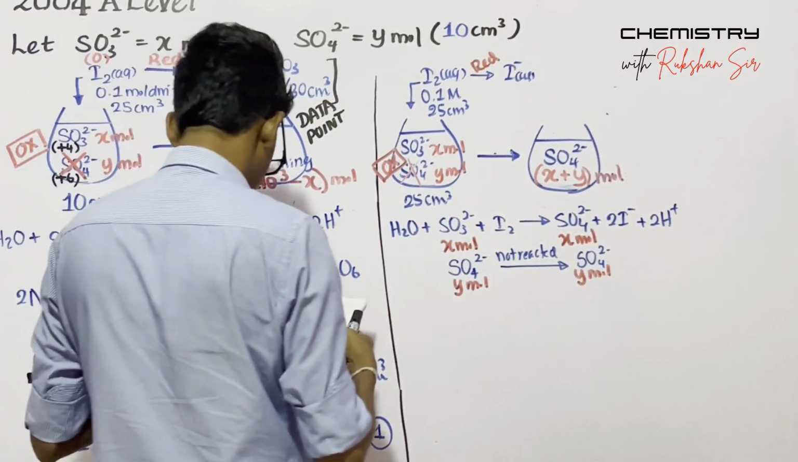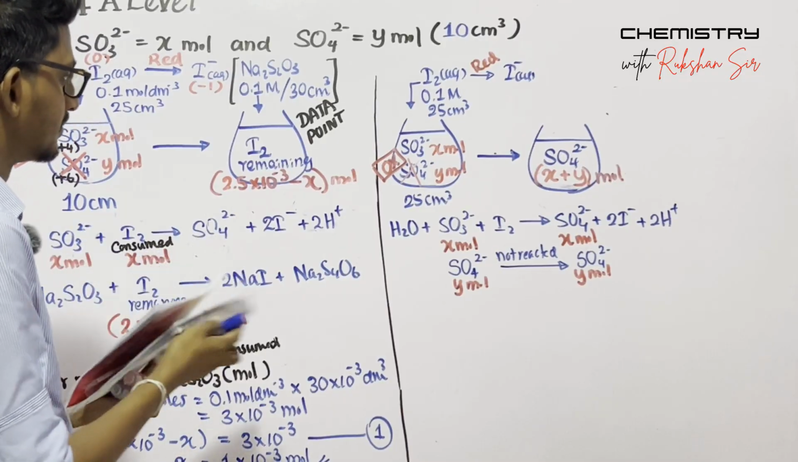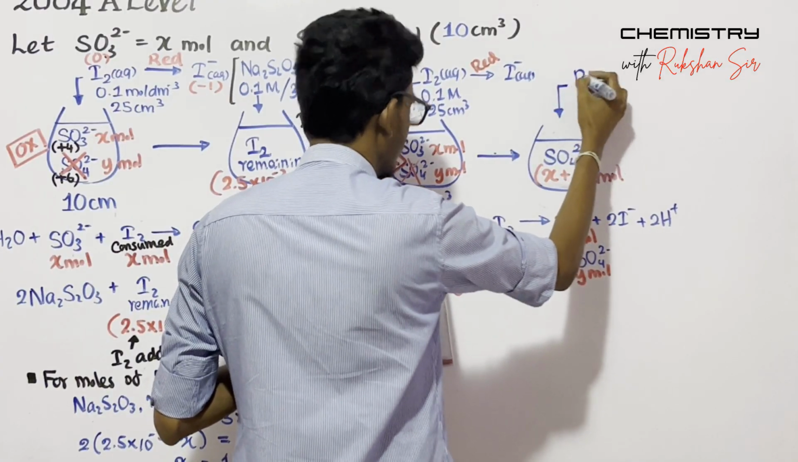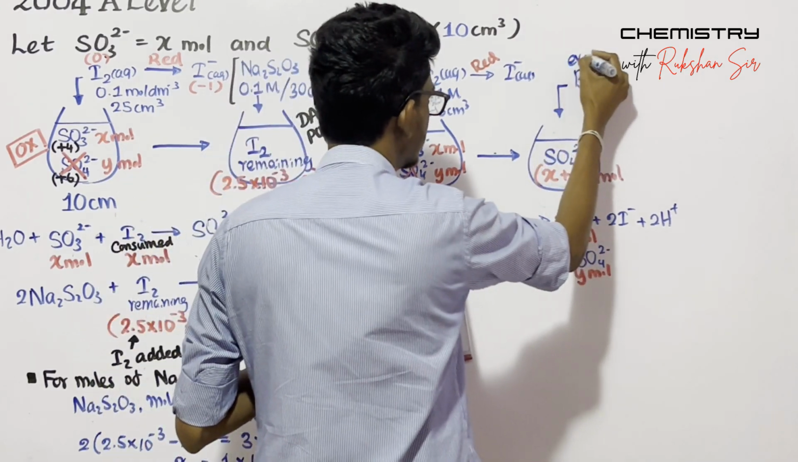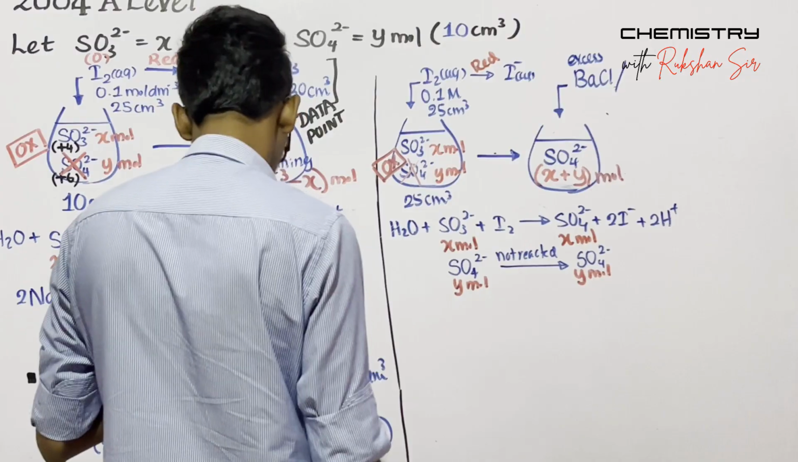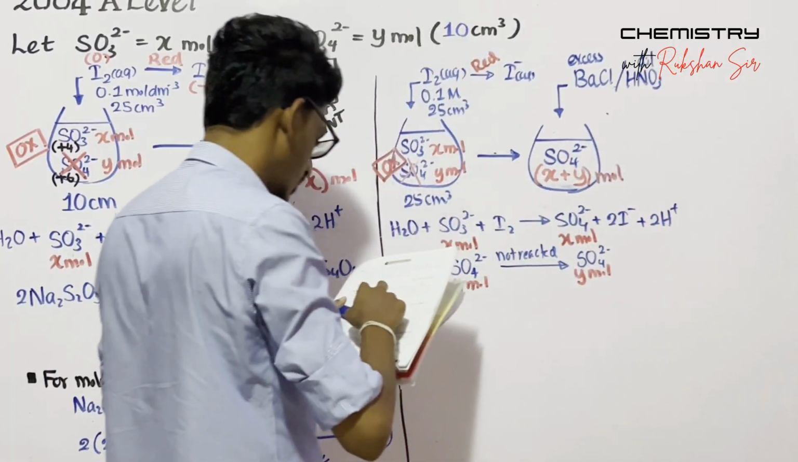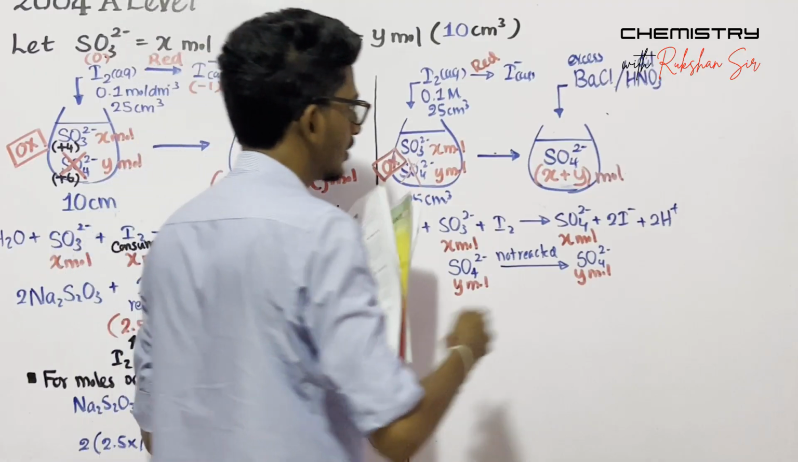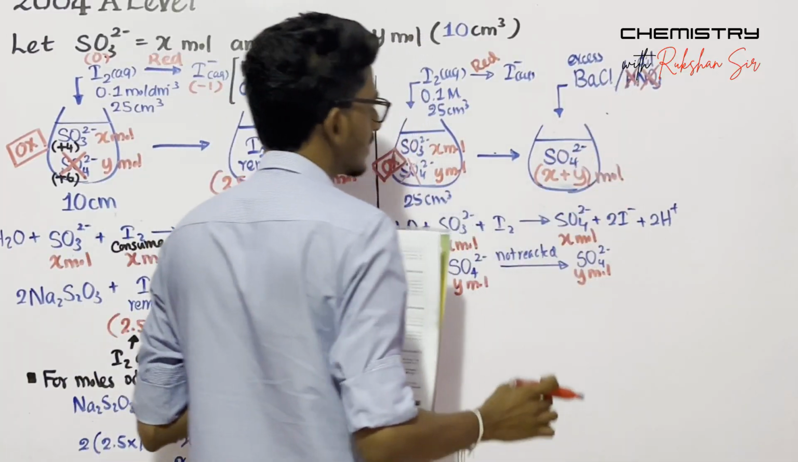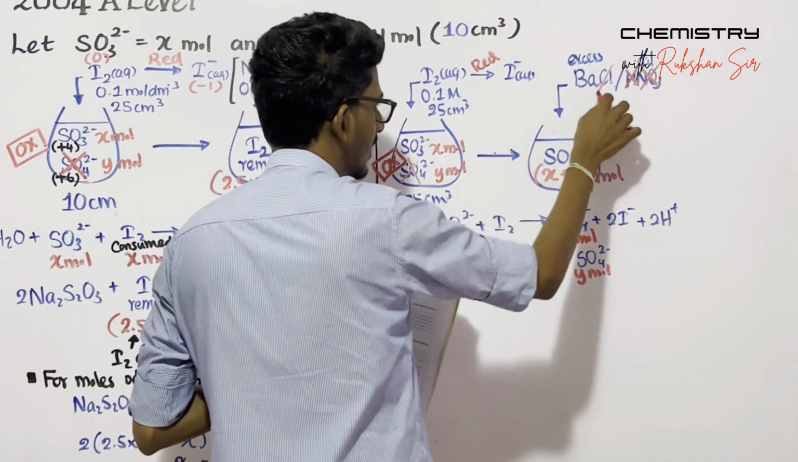To that solution, they added some barium chloride, an excess of barium chloride, with some HNO3. So we know definitely these ions won't participate in any precipitation: the nitrate ions as well as the H plus ions. So the only ion we have to consider here is the barium 2 plus ion, because you don't have a positive cation to consider for the Cl minus here.